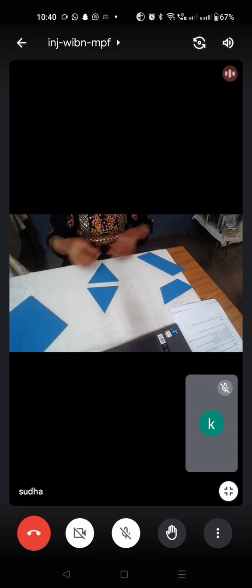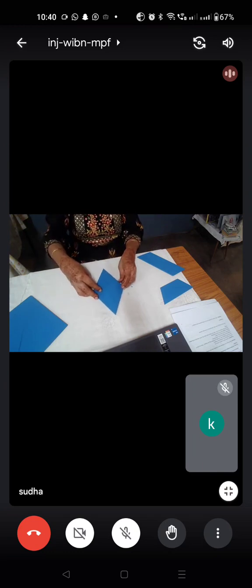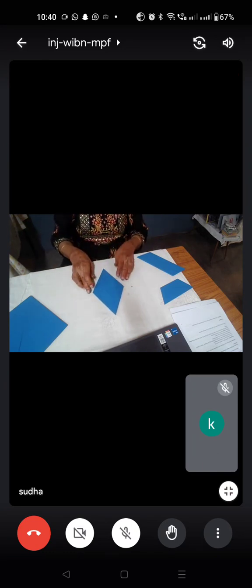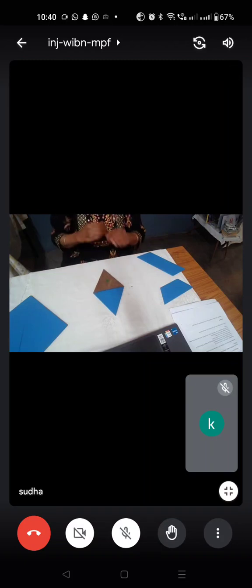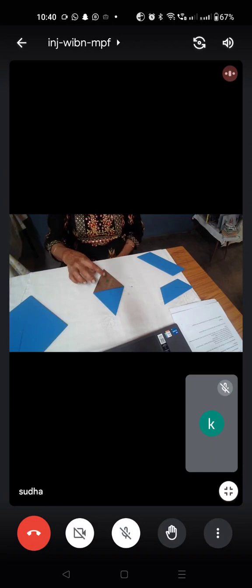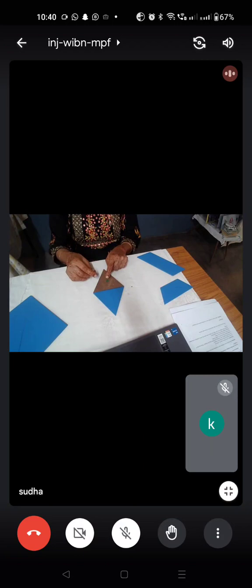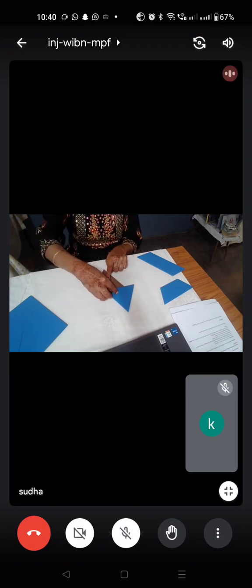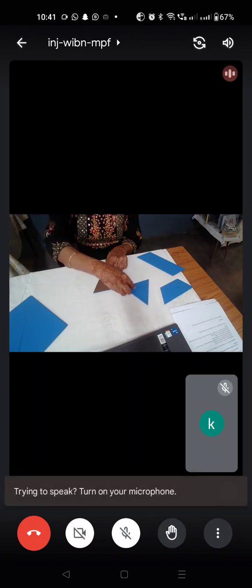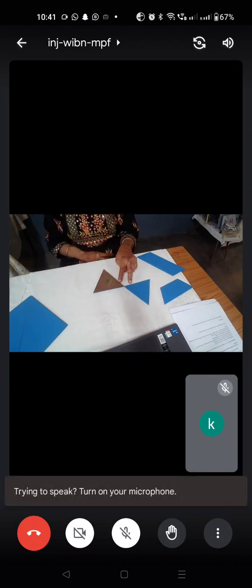Again, I am using this triangle only. You have this shape of the equilateral triangle. Keep one of the triangles upside down. You see, one of the triangles is kept upside down. This should not be moved. This has to be in its place. You slide the triangle on the side like how you did with your first exercise.